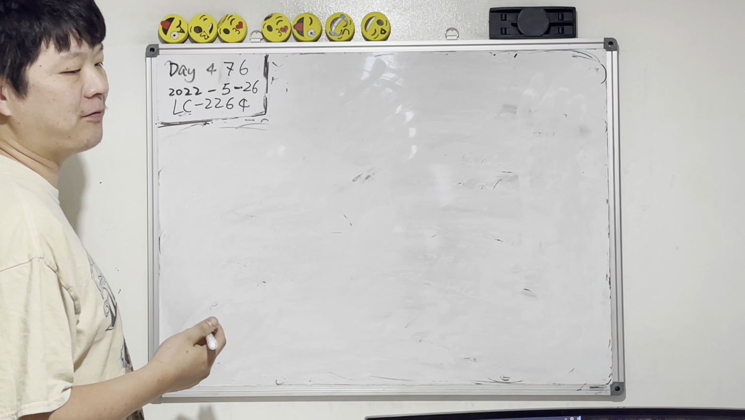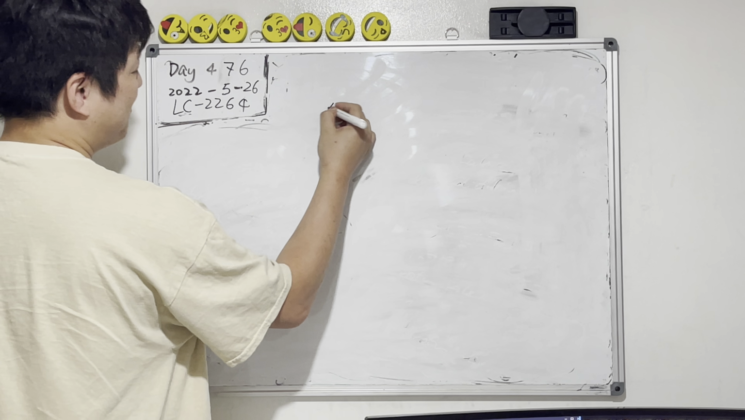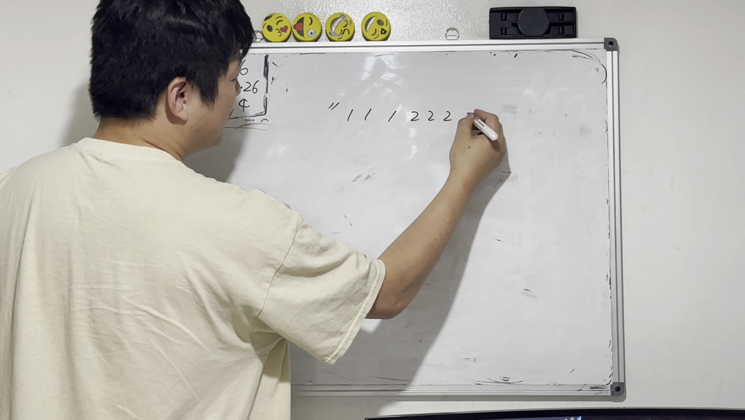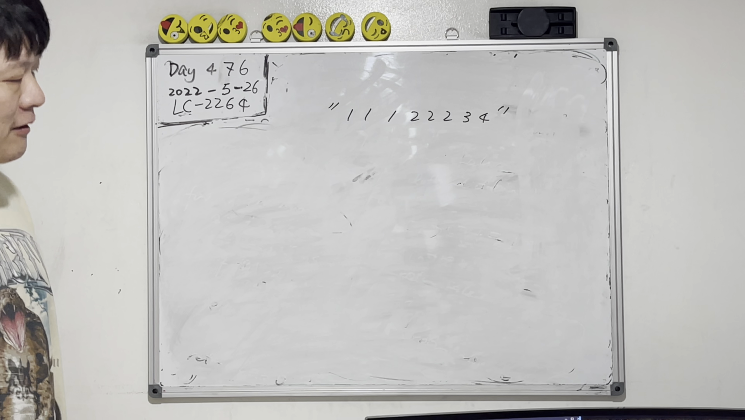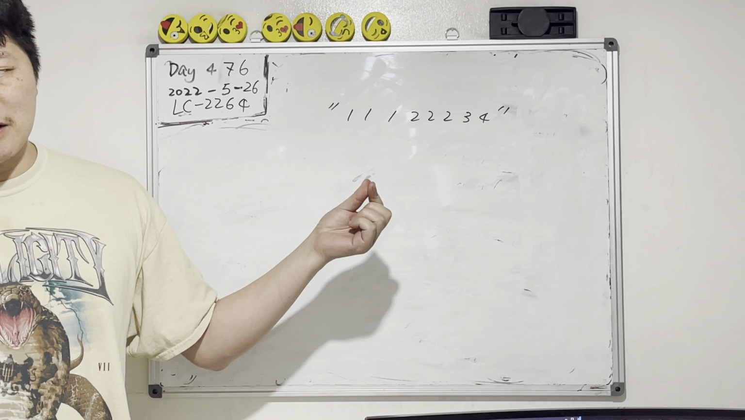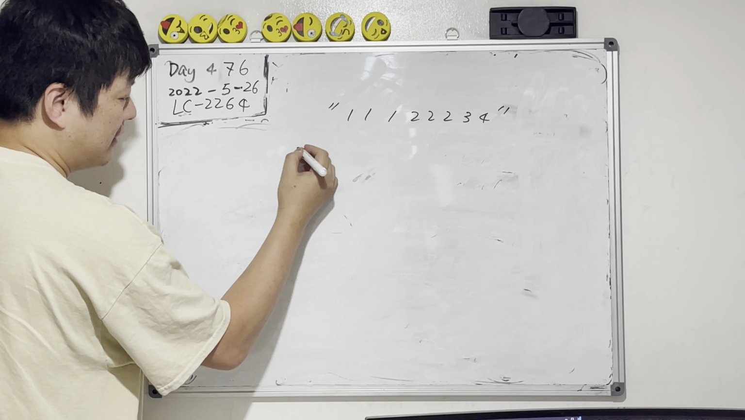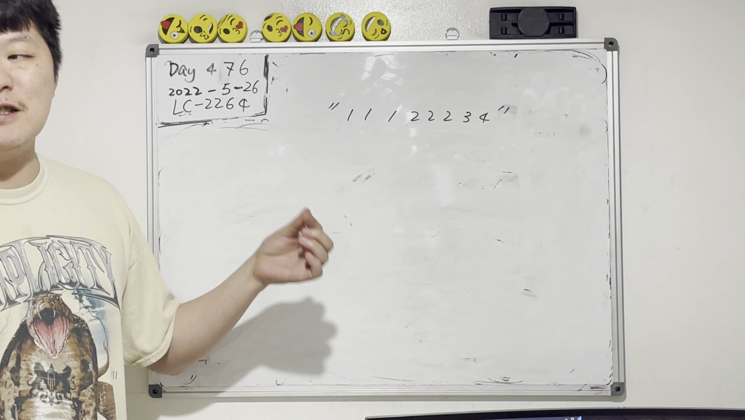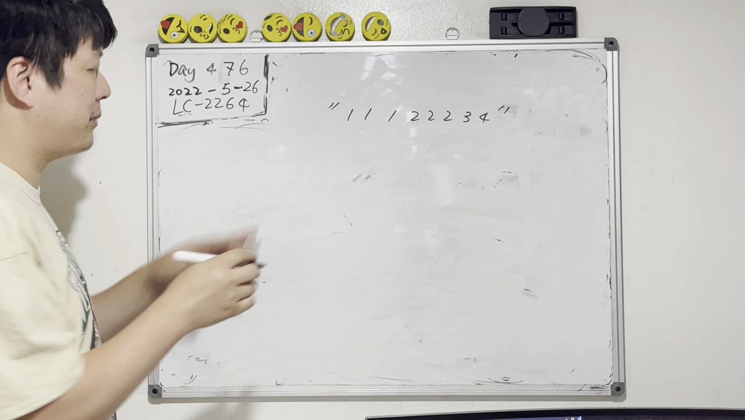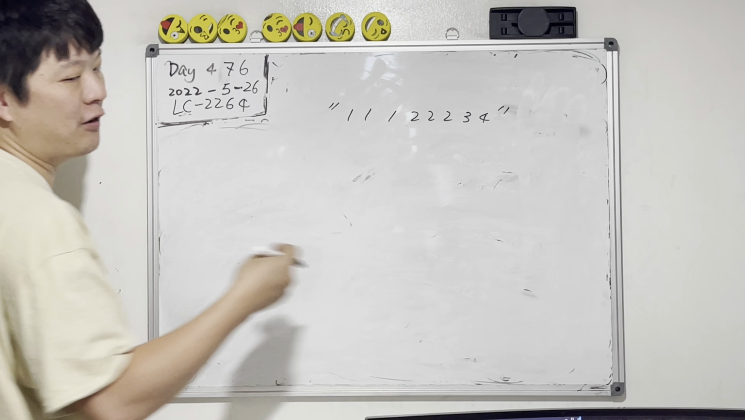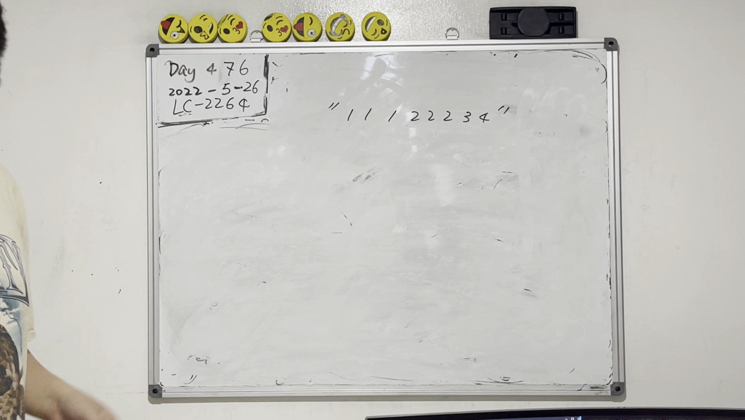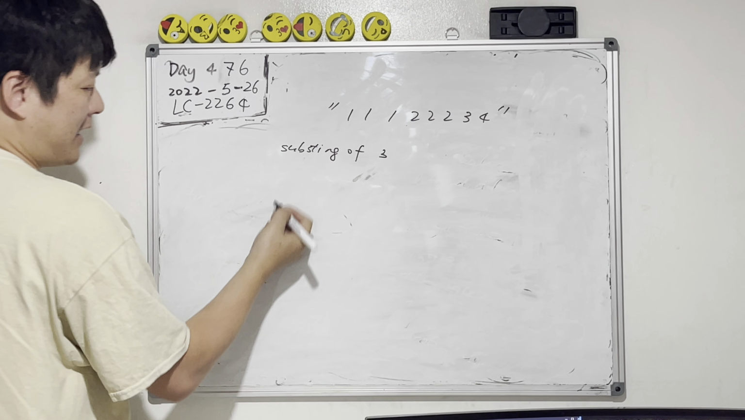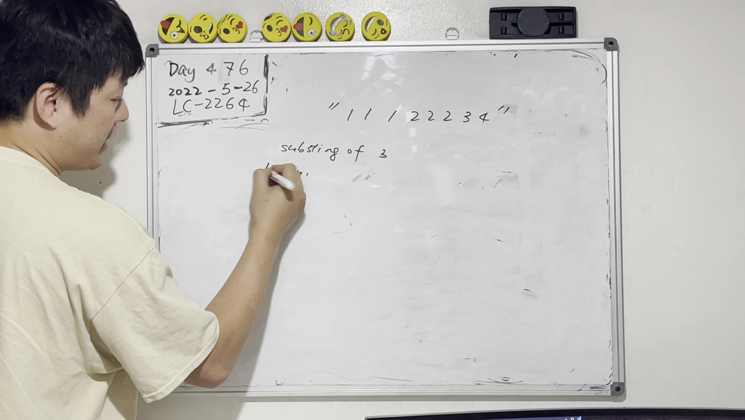Okay, so we have a string of integers from 0 to 9. For example, the string of numbers 1, 1, 1, 2, 2, 2, 3, 4. Our task is to find the largest substring of length 3 that contains only one unique digit. So it should be 1, 1, 1, 2, 2, 2, 3, 3, 3, 4, 4, 4, 5, 5, 5, etc. So two requirements: a substring of 3, and the second requirement is one unique digit.